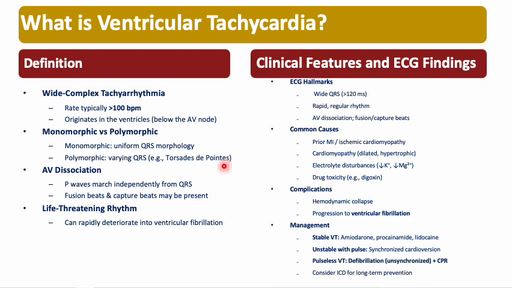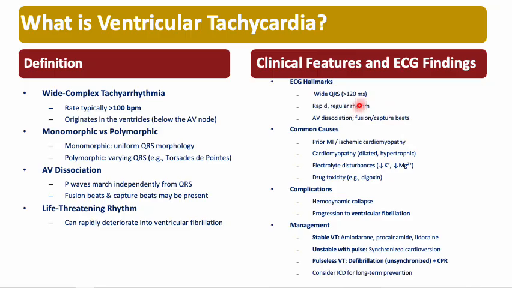And then the polymorphic is a variable QRS, and you usually see this in torsades, usually with a patient that has low magnesium, or someone that has a form of toxicity that has caused a prolonged QT interval. They can turn into a torsades. There's usually AV dissociation, meaning P waves march independently from the QRS. Fusion beats and captured beats may be present. This is life-threatening, can rapidly deteriorate into ventricular fibrillation.